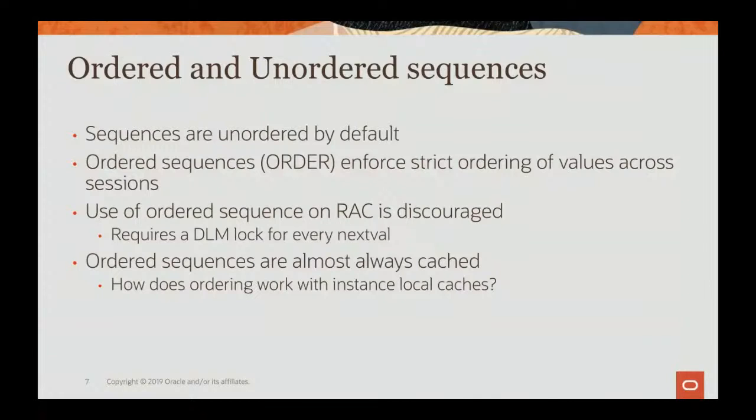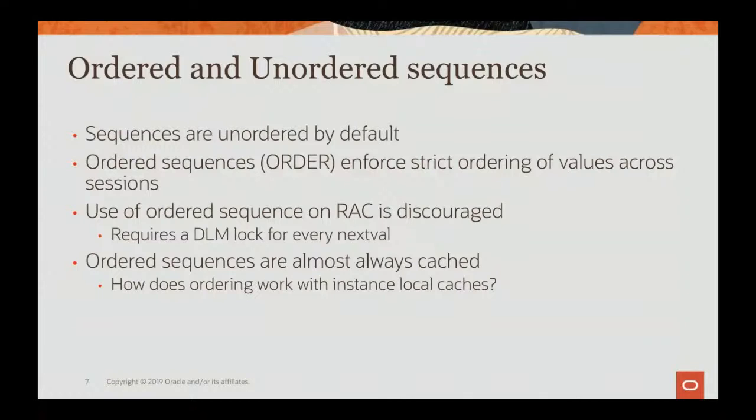This is because you have to maintain ordering across sessions and across instances. And you need to get a DLM lock for maintaining ordering for every next val. And if this turns out to be a hot sequence, then this can be a big performance issue, as we've seen with some customers. So in general, we discourage using ordered sequences on RAC. And so far, that's the first line of defense that we go to if someone's facing performance issues on RAC with an ordered sequence. And this has generally worked with most customers.